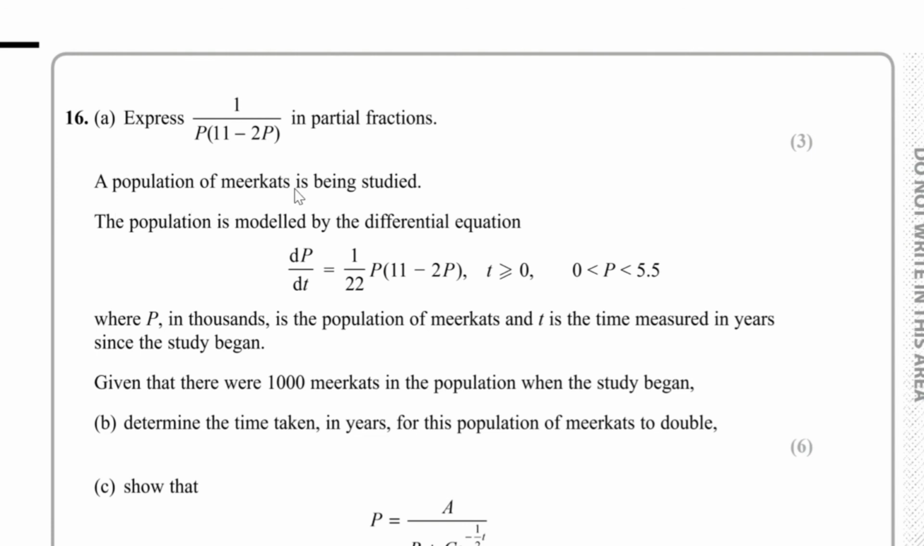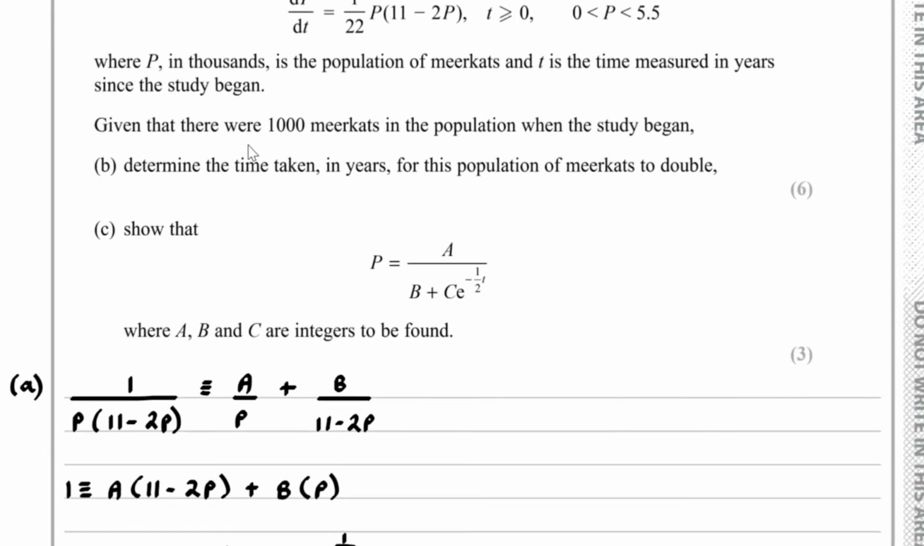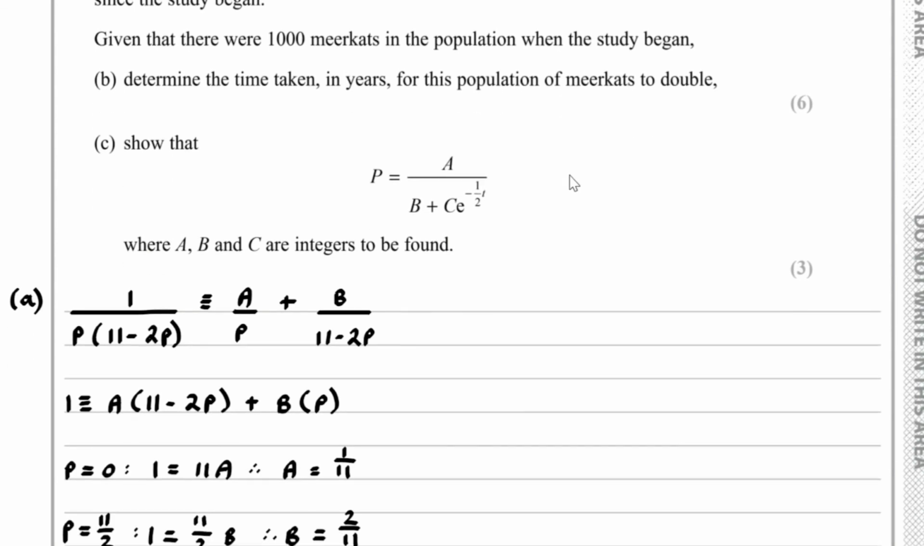a population of meerkats is being studied. The population is modelled by the differential equation dp over dt equals 1 over 22 lots of p lots of 11 minus 2p, where t is greater or equal to 0 and p is in between 0 and 5.5. And p in thousands is the population of meerkats, and t is the time measured in years since the study began. Given that there were 1,000 meerkats in the population when the study began, we have to determine the time taken in years for this population of meerkats to double.